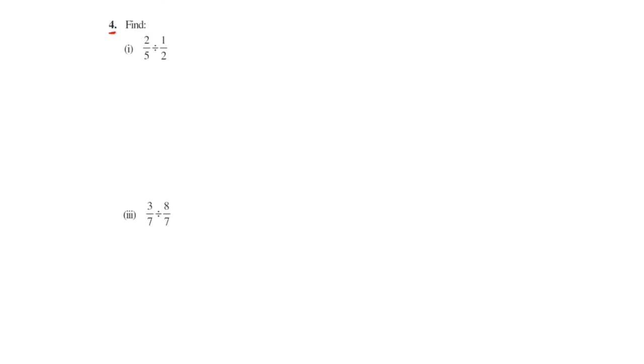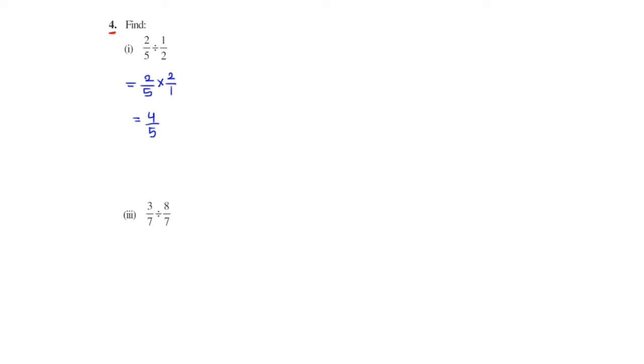So now let's start our questions. If you see, we are going to do the same thing as we have done. First we will write 2 over 5, then change the sign into multiplication and then flip the half. It will be 2 over 1. Now multiplying the numerator, you will get 4 and 5 as the denominator.